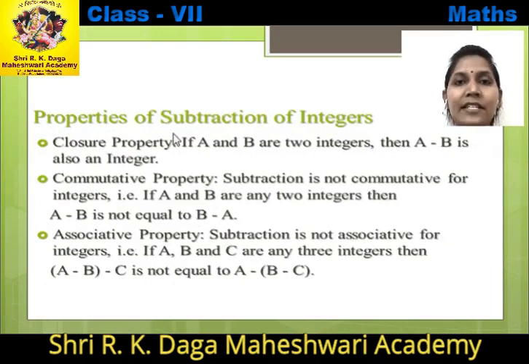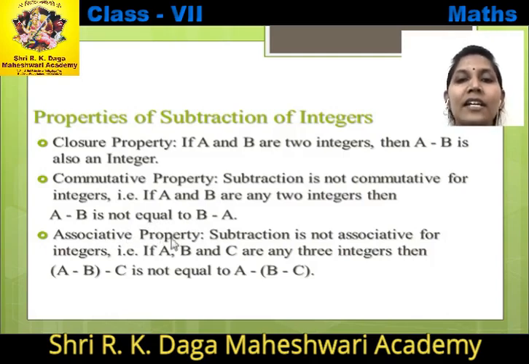Now properties of subtraction of integers. First property is closure property. If a and b are two integers, then a minus b is also an integer. Now second is commutative property. Subtraction is not commutative for integers. That is, if a and b are two integers, then a minus b is not equal to b minus a.